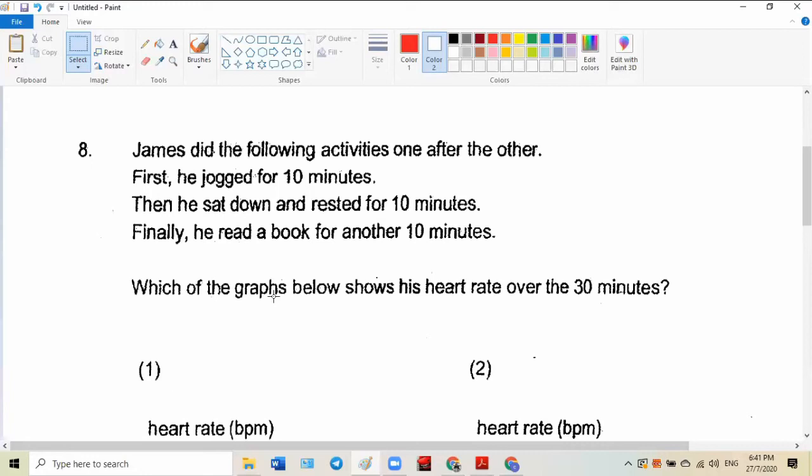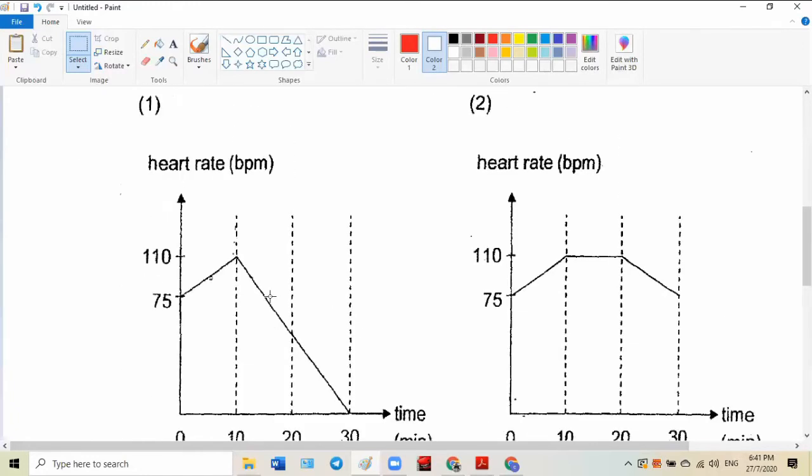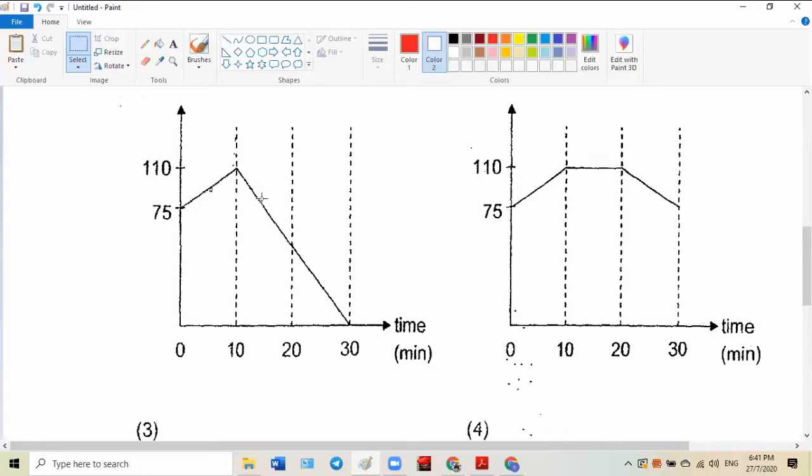Then he rest, sat down and rest. Then the heart will go down lah. The heartbeat, you know. Wow, then he read a book. Relax. Okay. Which graph show the heart rate over the 30 minutes? Come on. The first is very high, then keep dropping. Forever keep dropping. I drop to 0 some. Wow, die already. So stupid, right? Pick number 1 is stupid, right? Maybe it's 4. It dropped to 0. He died while reading his book. Crazy, right?